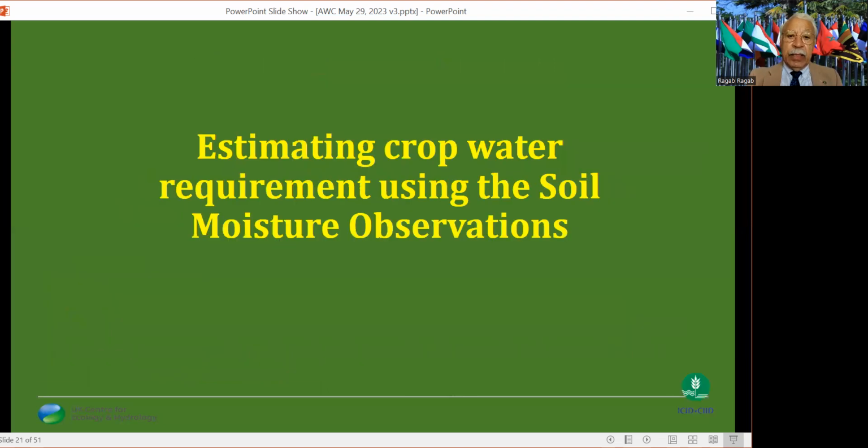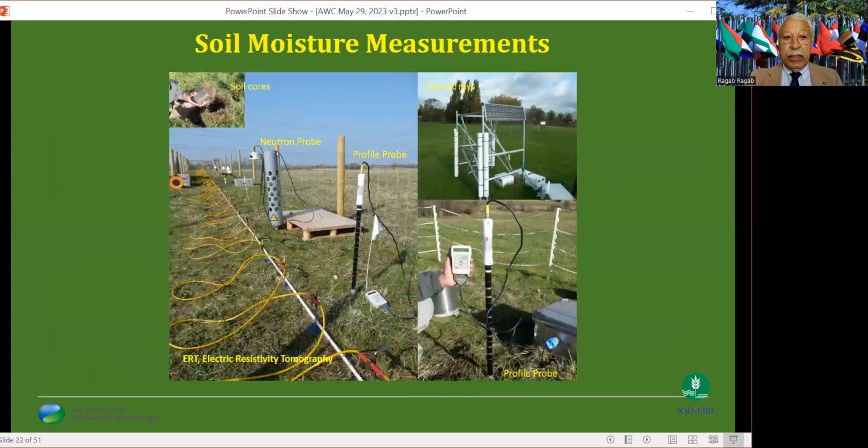Another way to calculate the crop water requirements is to look at the soil moisture deficit of the root zone. For soil moisture, we have been using over the years soil cores, neutron probes, profile probes, electric resistivity tomography transects, and also different indirect methods with sensors.